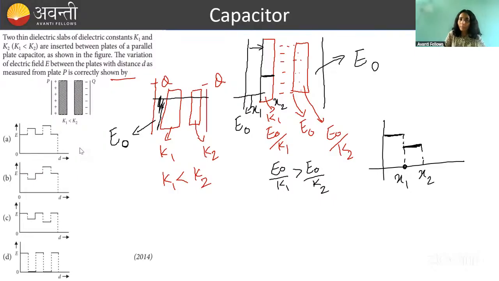Sorted. Now from x2 to x3, let's say this is the x3 point. So from x2 to x3, electric field is again E naught. So it will again jump to this level, and here electric field is E naught up to x3. Sorry, did I draw something wrong? I drew x2, x3; I am leaving this region, call this x4 and this x5. Between x3 and x4, what will happen? Electric field is E naught by K2, which is even smaller than this.